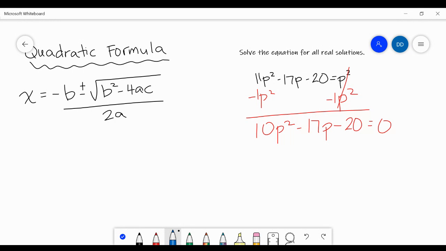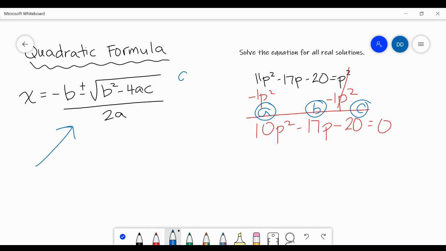In order to use the quadratic formula, you're going to see it has the letters A, B, and C in it. So we need to know what those letters are. Whatever's next to the p squared, that's what A is going to be. Whatever's next to the p, or if it doesn't have an exponent, or it has an exponent of 1, that's going to be your B value. And then your constant, which is just the number by itself, is always your C value.